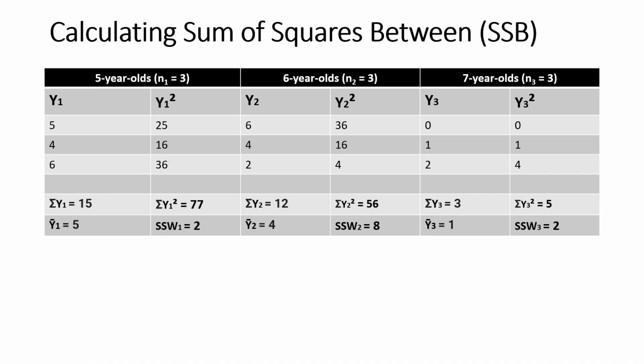And now we have to calculate sum of squares between. But in order to do this, we need the grand mean. So that's like the mean of the means, basically. And to calculate that, you would take the means that we've already calculated from each group. So 5 plus 4 plus 1, and then you would divide that by the number of groups. So this should be k here.